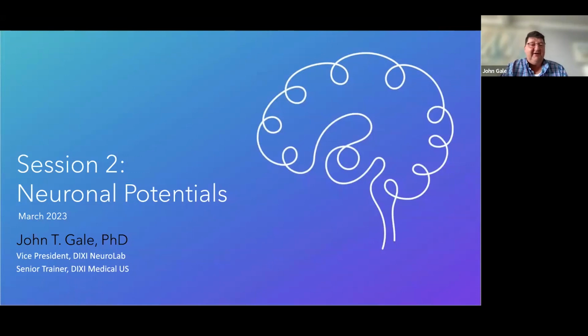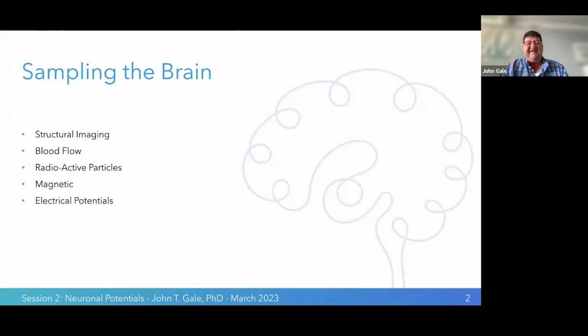Getting back to our electrophysiology session, we're on session 2 now, and we're going to focus more on neuronal potentials. And these neuronal potentials are the electrical activity that we're trying to record from our electrodes in the brain. So when we sample the brain, there's many different ways of sampling it.